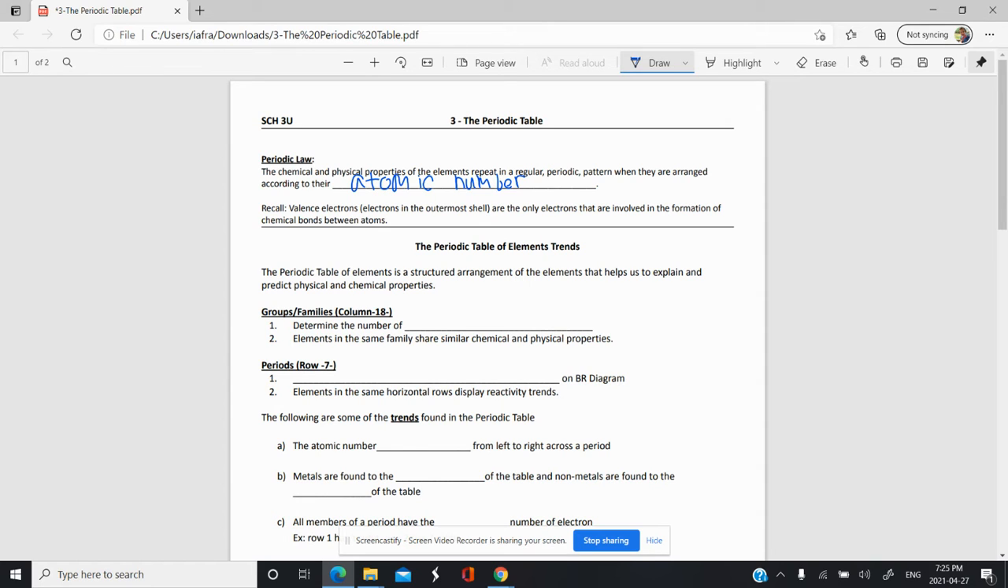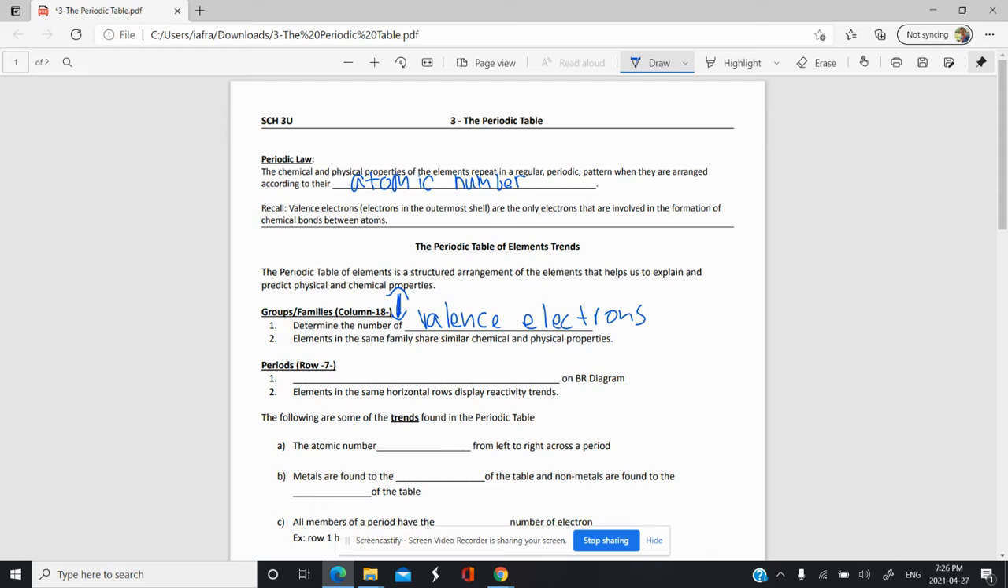So let's take a look at how the periodic table of elements is arranged and some basic trends. Remember that if you look at the periodic table, you have groups, which are the vertical columns going up and down, and there's 18 of them. For the groups or families, the group number will determine the number of, that's right, valence electrons. And elements in the same family will have similar chemical and physical properties.